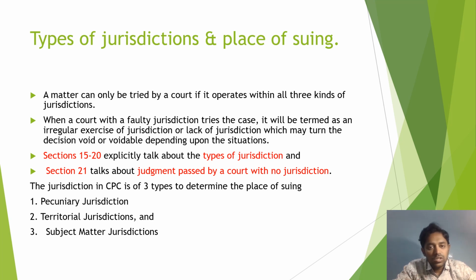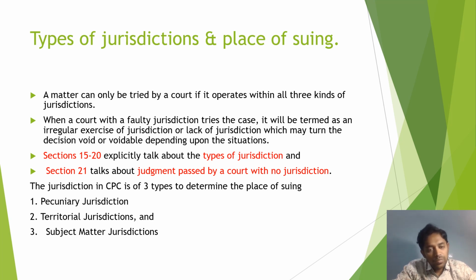Types of jurisdiction and place of suing. A matter can only be tried by a court if it operates within all three kinds of jurisdiction. When a court without proper jurisdiction tries the case, it will be termed an irregular exercise of jurisdiction or lack of jurisdiction, which may render the decision void or voidable depending upon the situation. Sections 15 to 20 explicitly talk about the types of jurisdiction. Section 21 talks about a judgment passed by a court with no jurisdiction.